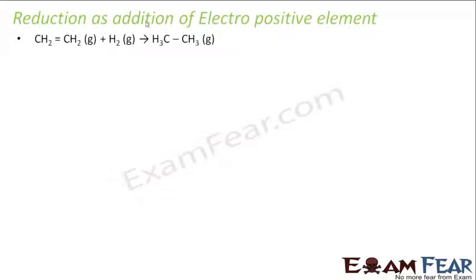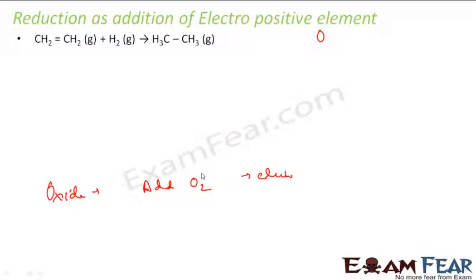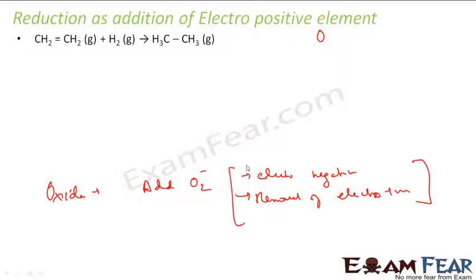Reduction is nothing but the opposite of oxidation. So it was addition of electropositive element. If you see, oxidation was what? Oxidation was addition of oxygen. If you don't remember anything, just remember oxidation is nothing but the old definition, addition of oxygen. Oxygen is what? Electronegative element, correct? So addition of electronegative element is nothing but removal of electropositive element, correct? This is my definition of oxidation. Similarly for reduction, just flip this.